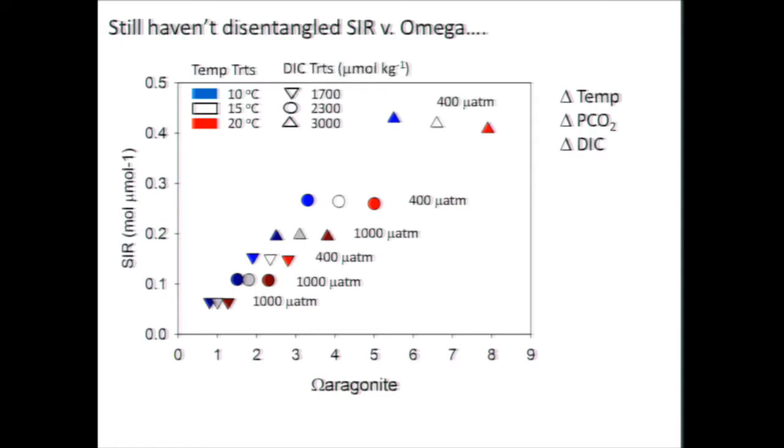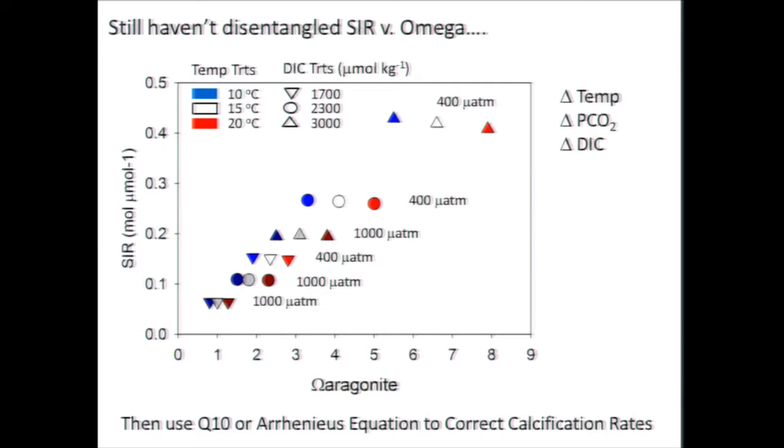So what if we change the DIC? Andrea alluded to this earlier. We can create all these different conditions and ultimately get a matrix where we have constant saturation state and varying SIR, and vice versa. So that's one way to do this. Unfortunately, we haven't gotten funding to do this yet, and I won't say anything else about that proposal.